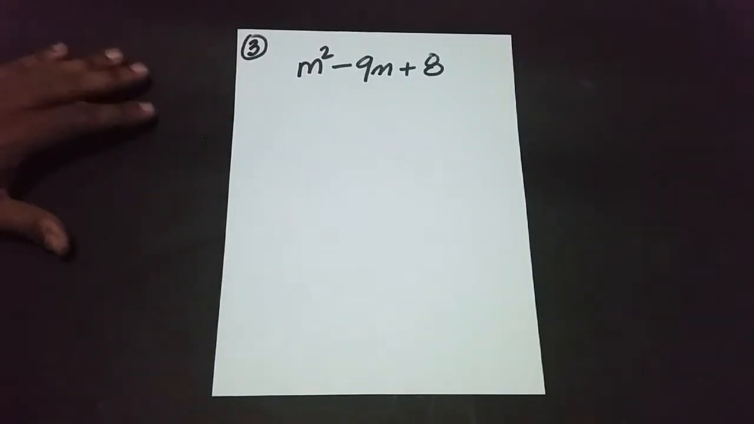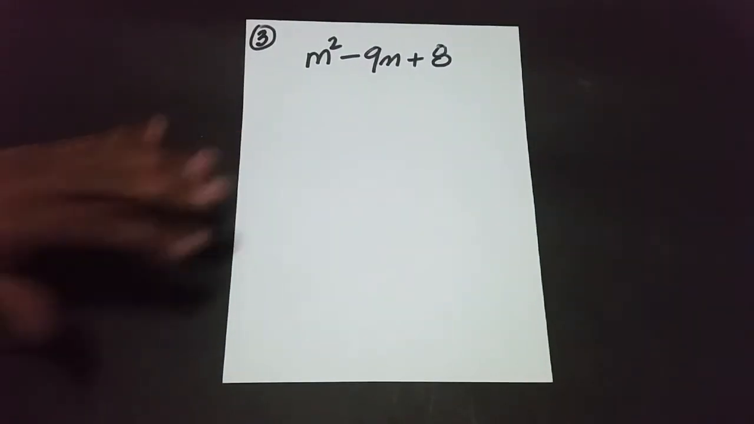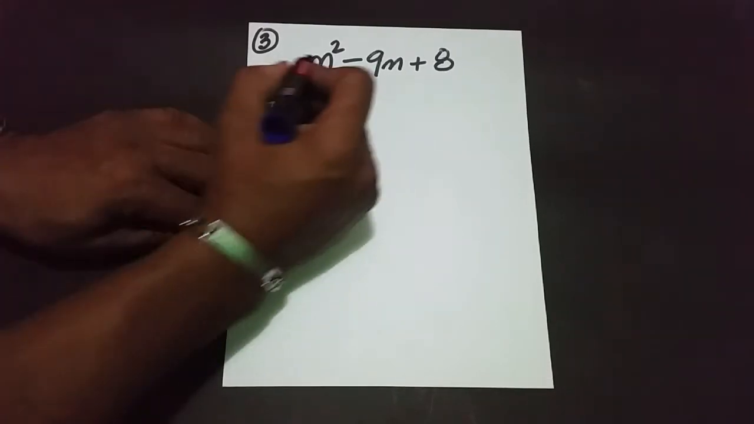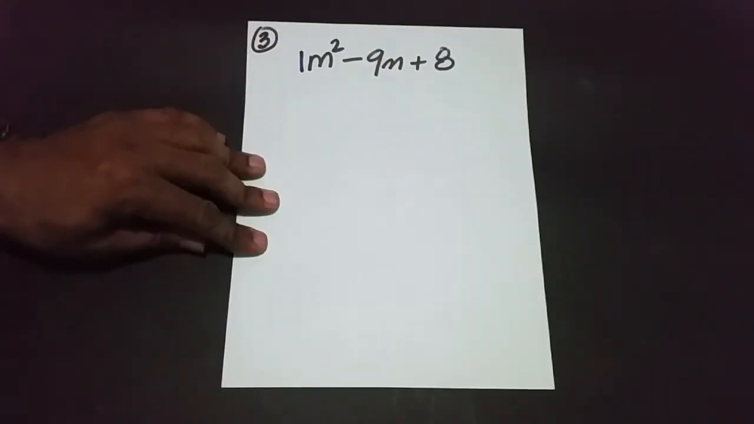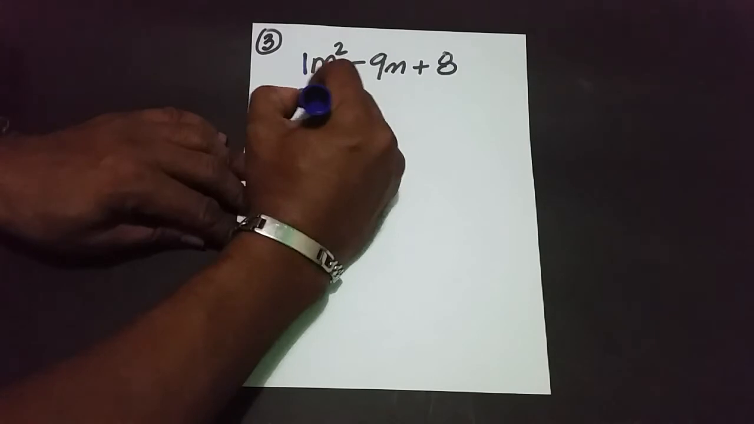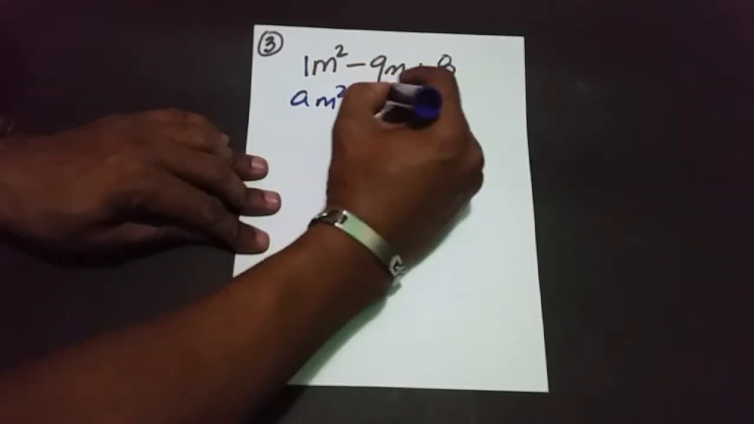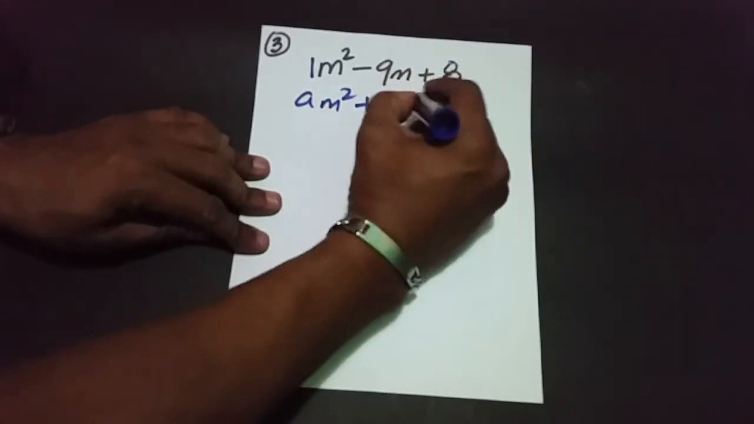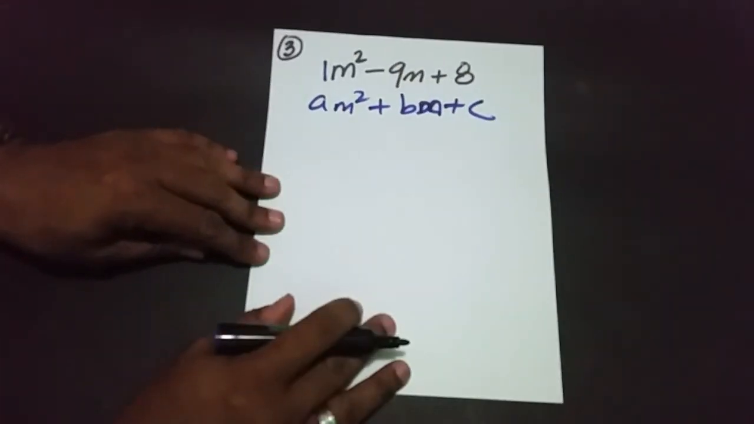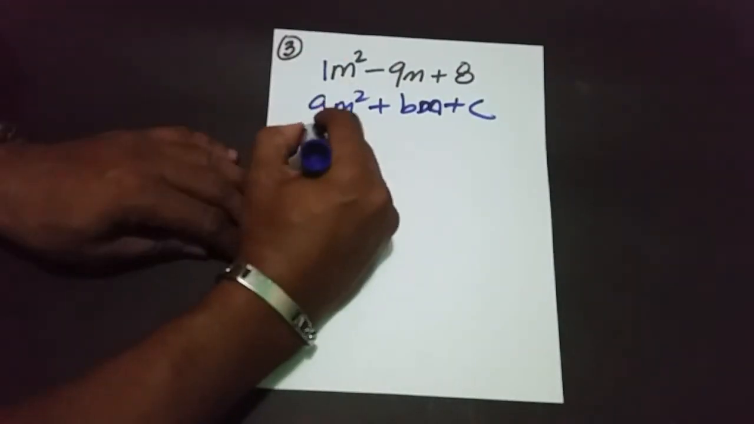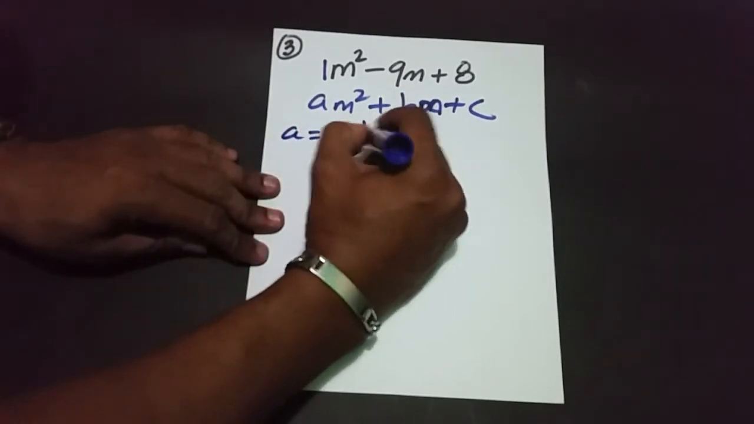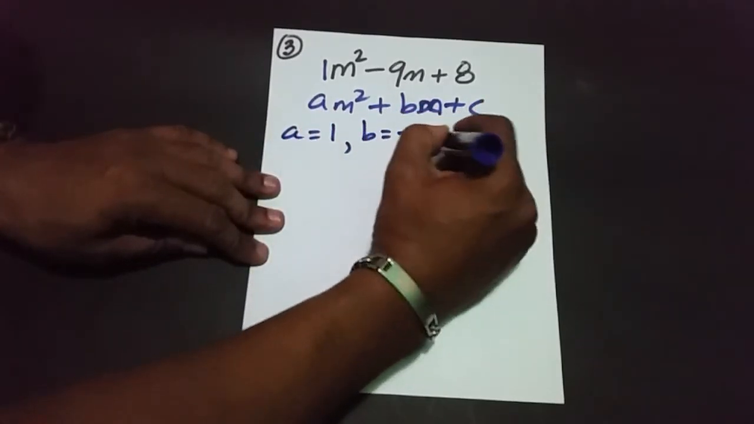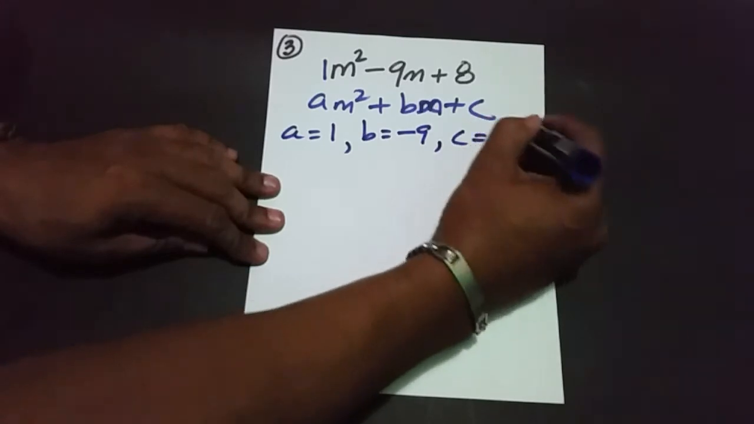Let's look at this question here, question 3. Now again, when there's no number here, then 1 goes there. So we're going to check to see if it is in this form. Remember again, it's just the x being removed and then putting m. Sorry, it should be m. So it's the same concept. So we know that a is equal to 1, b is equal to negative 9, watch the sign, and c is equal to positive 8.